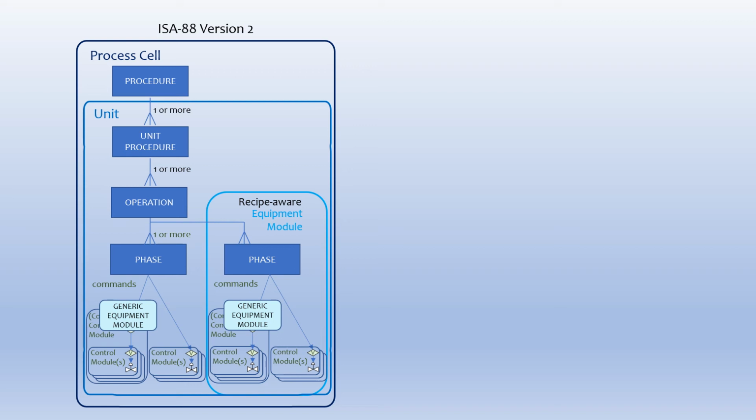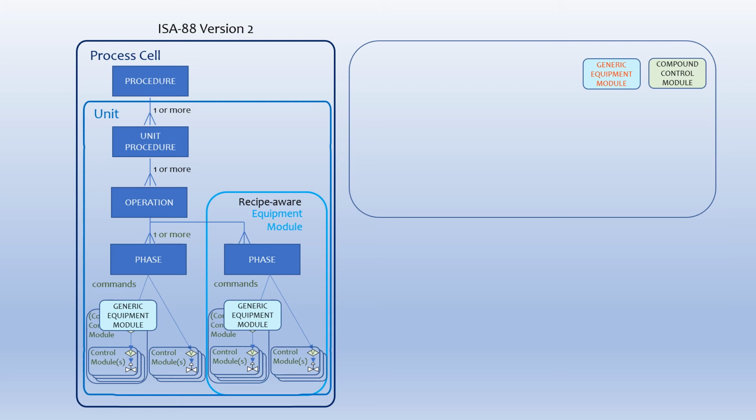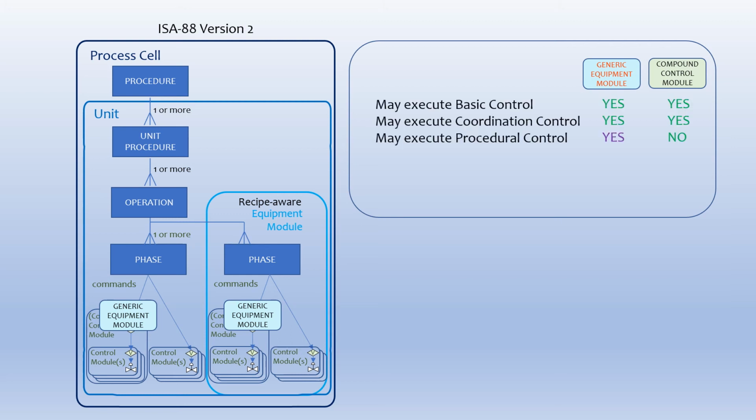Now you may wonder, what is the difference between this new generic equipment module entity and the compound control module? They do seem to inhabit a similar space. Let's compare. First, the types of control that they can execute. Well, they may both contain elements of basic control and/or coordination control. But unlike a compound control module, a generic equipment module may also include procedural control. Now, that seems to make it a bit like the original equipment module definition. However, on further investigation, it turns out that it doesn't implement the procedural state model. That is, starting, running, completing, aborting, that logic.